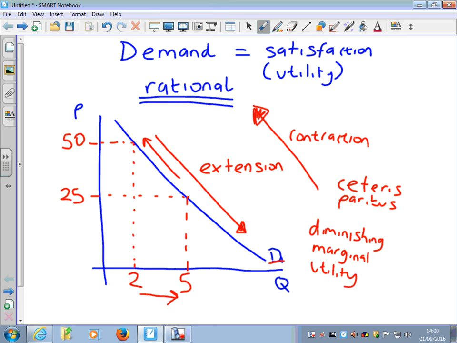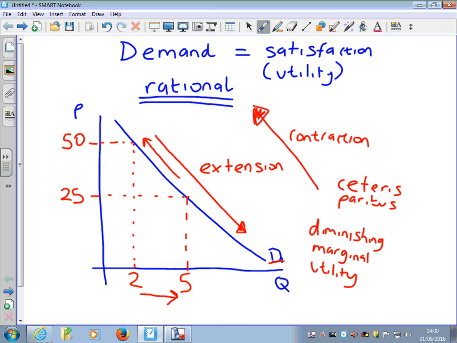Okay, now diminishing, you should be comfortable that the word diminishing means it's falling. It's becoming less than what it was before. Marginal is the addition to. So let's take an example. If I've drunk 3 bottles of water today, if I then drink another one, the marginal is the additional water. So if I go from 3 to 4 bottles of water, the marginal is 1 more bottle of water.